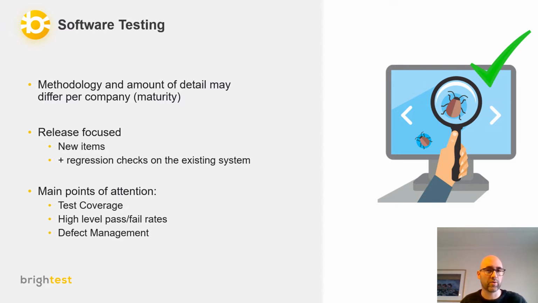So most of the time we are quite release focused. We focus on new items, new functionalities that are in scope for the new release, and we additionally do regression checks on the existing system to make sure nothing else is breaking because of the new changes. Or we can add a layer of non-functional testing. The main points of attention will always be test coverage, an indication of high-level pass and fail rates, and defect management. How you store this information and how you use it may differ per company.